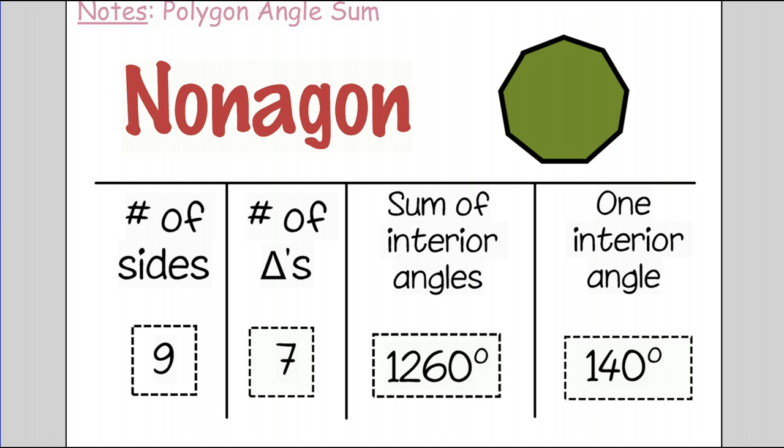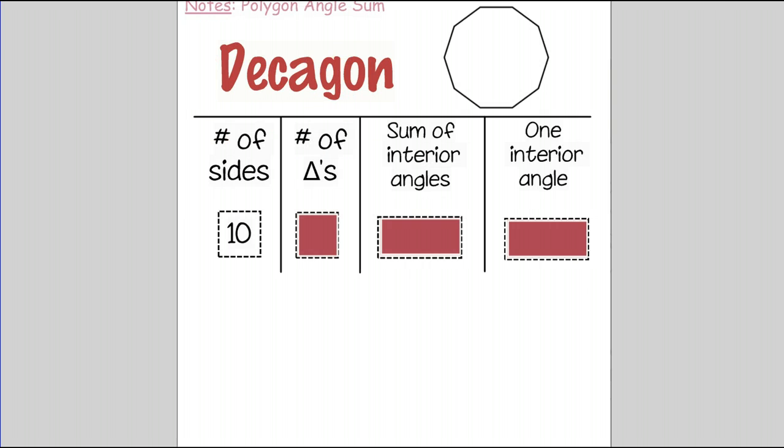What's it called when 10 years go by? A decade. So what's it called? Decagon. 10 sides. How many triangles? 8. How many degrees? 8 times 180. 1440. 1,440 divided by 10. Oh, just take the 0 off. 144.